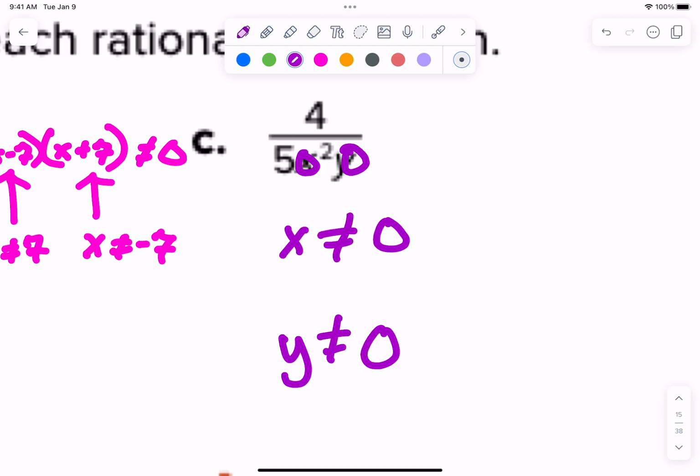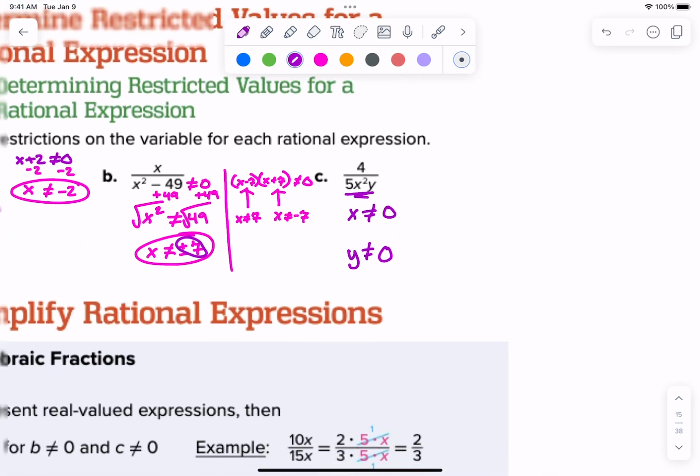So I can't have 0 in the bottom, right? This is a monomial, and when you're multiplying everything, usually the value is going to be that it can't be 0, because 0 is just going to knock the whole piece out. Does that make sense? Okay. So X can't be 0, Y can't be 0, that type of thing. Got it? Any questions about that?